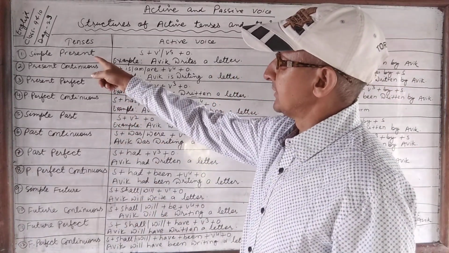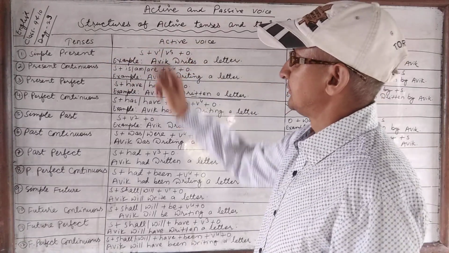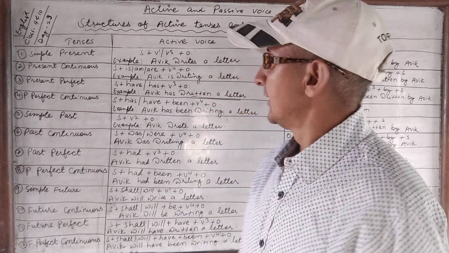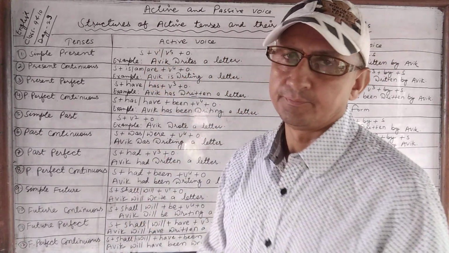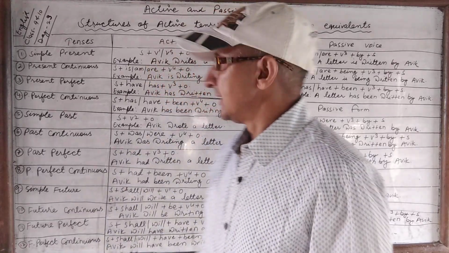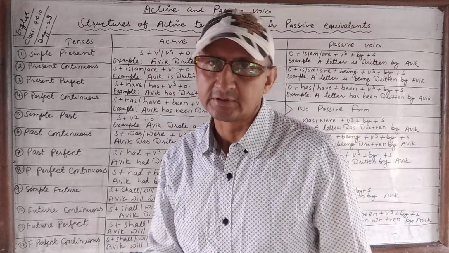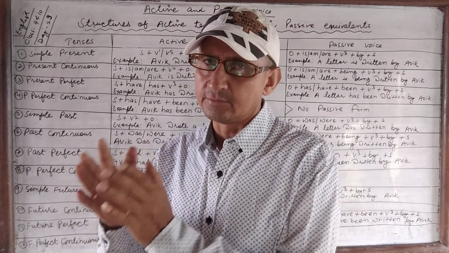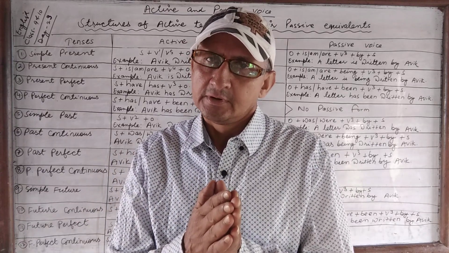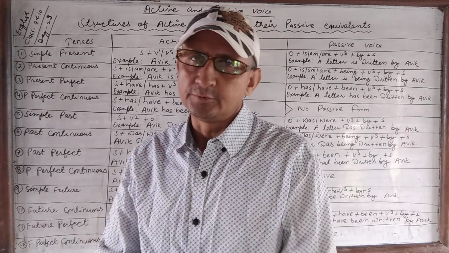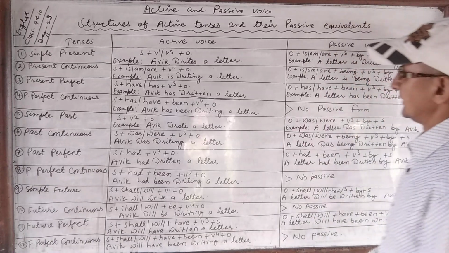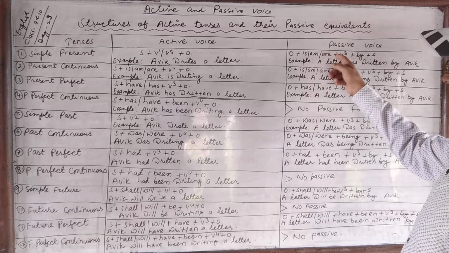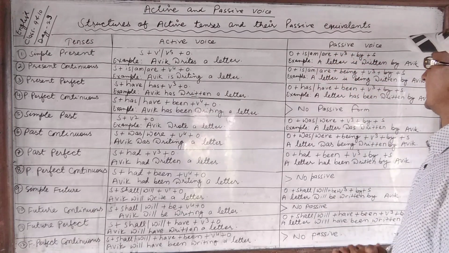The structure of simple present tense in active voice is subject plus V1 or V5 plus object. We use V1 with plural subject and V5 with singular subject. Singular subject agrees with singular verb and plural subject agrees with plural verbs. And the passive structure is object plus is/am/are plus V3 plus by plus subject.